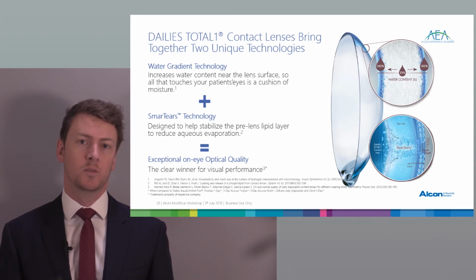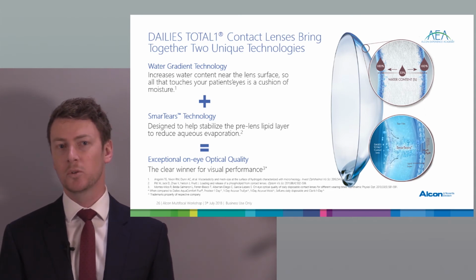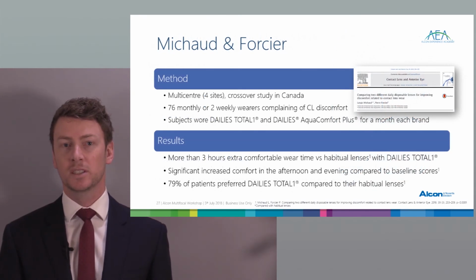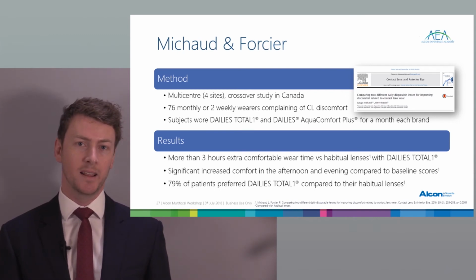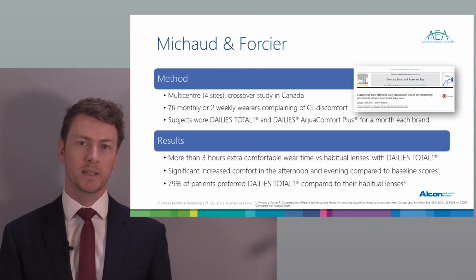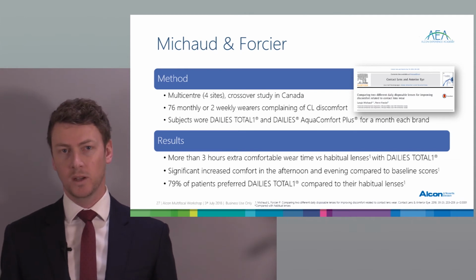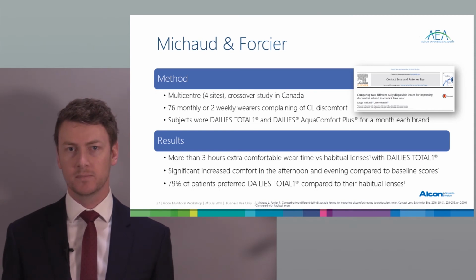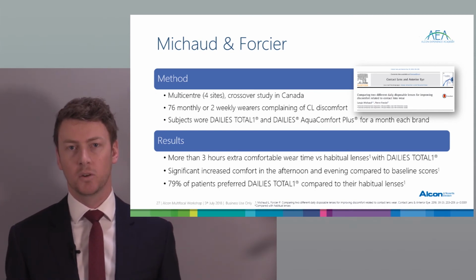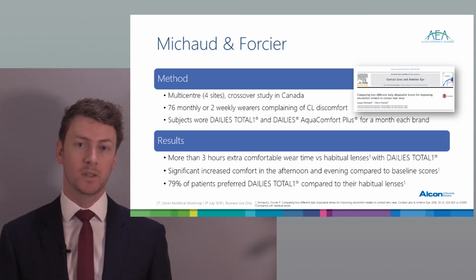And importantly, with this tear film stability and comfort comes clearer optics, which we'll look at a little more closely in a moment. So that's the technology, but how does it stack up in the real world? Well, in 2016, Michaud and Forcier did a study in Canada where they recruited 76 monthly or 2-weekly wearers who were complaining of contact lens discomfort. They were then fitted with Daily's Total 1 or Daily's Aqua Comfort Plus, and they wore each lens for a month at a time. What they found was that with Daily's Total 1, the wearers had 3 hours of extra comfortable wear time compared to their habitual lenses.